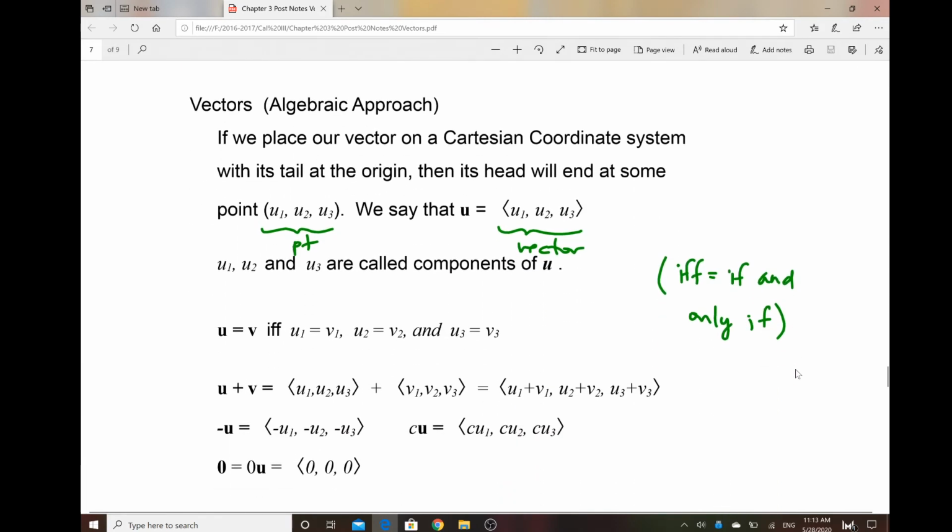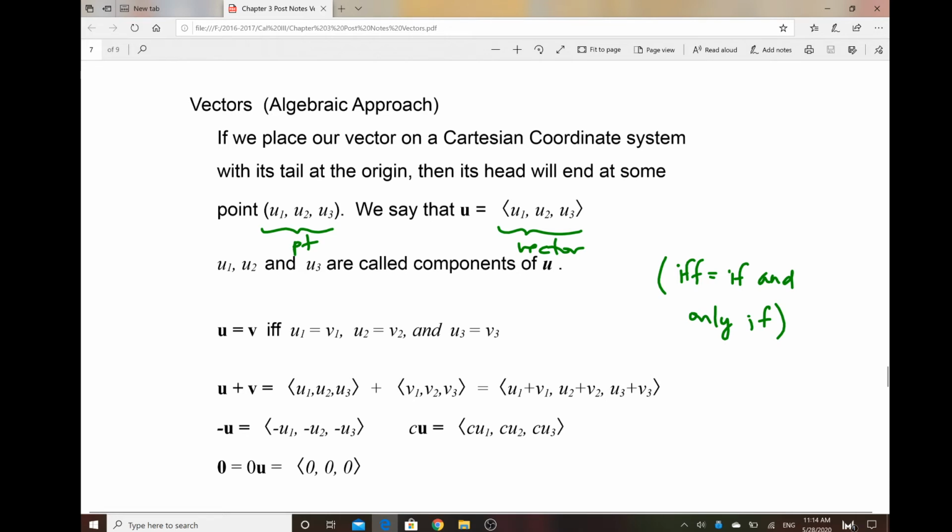Now the vector algebraic approach. Here are some of the formulas that you need to know. If we place our vector on a Cartesian coordinate system, meaning an xy plane, with its tail at the origin, then its head will end at some point. The point is called (u1, u2, u3), and we say that u equals the vector <u1, u2, u3>. One is called the component form, and the other is called the vector form.